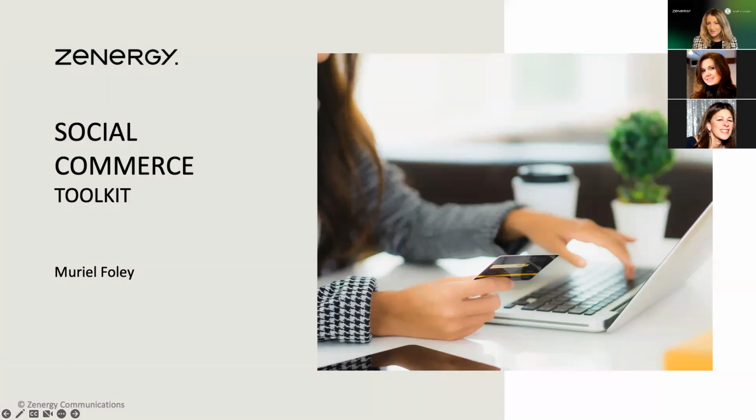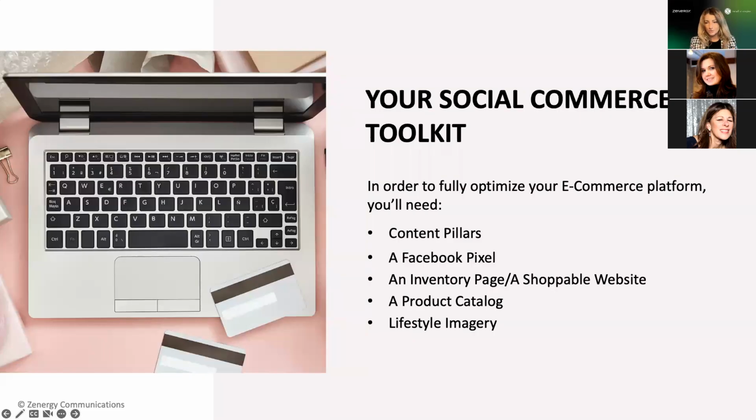So I have a bit to cover in this session, and it kind of dovetails nicely from the last session. We covered social media best practices, and today I really want to get into the nitty-gritty of social commerce. I'm going to go through a few different items. We're going to start off with talking about your content pillars. Then we're going to talk a bit about the Facebook pixel. I'm then going to move into shoppable websites, having an inventory page, product catalog, and lifestyle imagery.